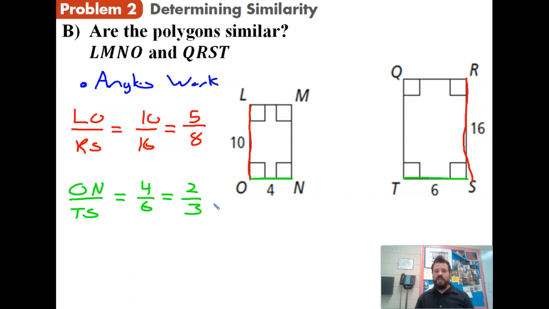Since my ratio is not the same between the two of these, 5/8 and 2/3, I'd say that their sides are not proportional. We don't have the same scale factor between the two of them. That's why for this one, I'll say no, I can tell these rectangles aren't similar.